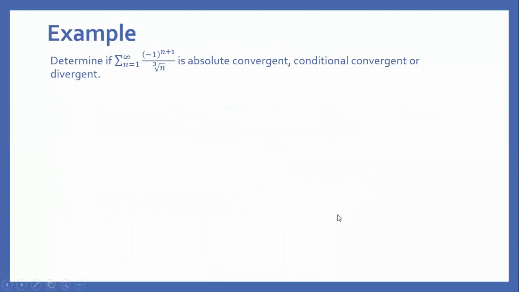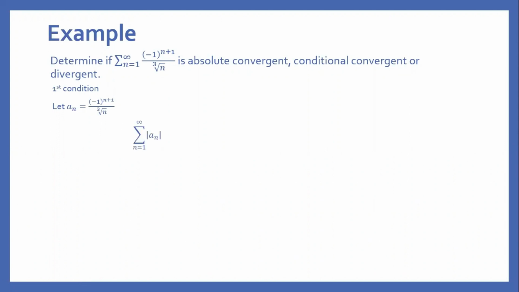Ayan. So here's the example here. Determine if the summation of negative 1 raised to n plus 1 over cube root of n from n equals 1 up to infinity is absolute, convergent, conditionally convergent, or divergent. Sa first condition, ayan, let a sub n equals negative 1, the quantity of negative 1 raised to n plus 1 over cube root of n.